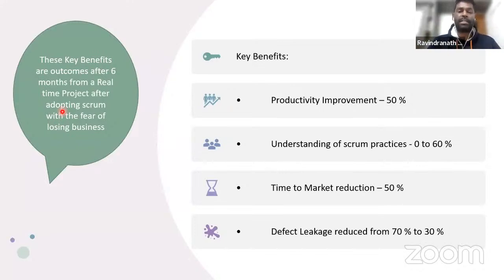Because they have a CTO, they have a CEO, they have a number of teams, but they don't know how to, though they are using Jira. People remember that they use Jira, they are using Scrum. That is just an ALM tool for you to use. Use Scrum effectively, and these are the benefits. Your productivity will improve by 50%. This is a real-time example I'm giving you, not a cooked-up example. They didn't know anything about Scrum. From 0 they have gone to 60% of their understanding.